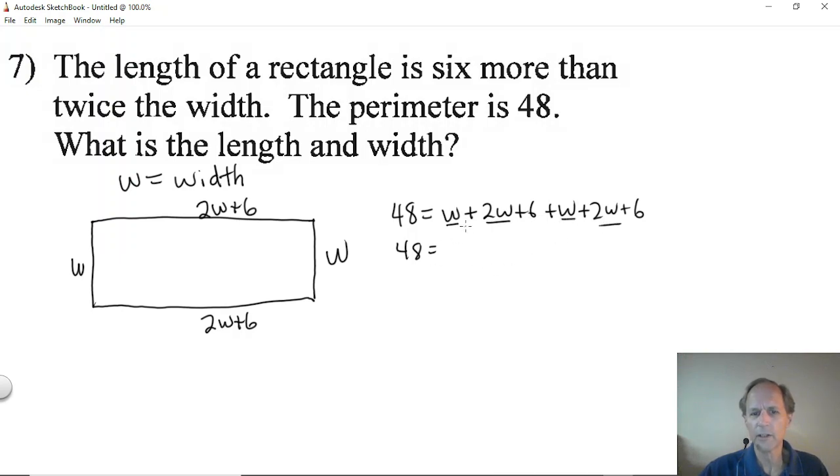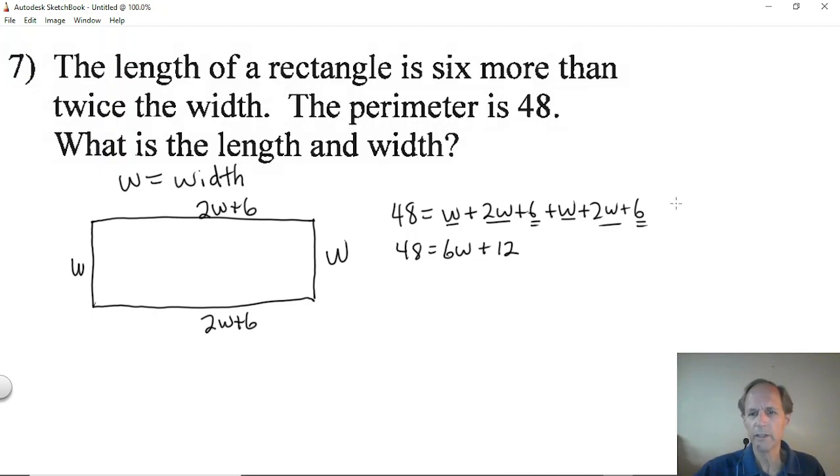Okay, those are the ones. So we write them down here. W plus 2w is 3w. Another one is 4w, and two more is 6w altogether. And then the 6 plus the 6. Those are like terms, and that's 12. Okay, so that's one way to do it.